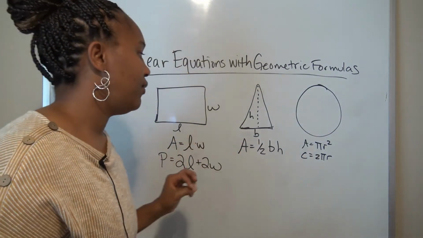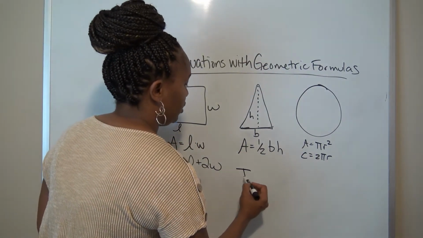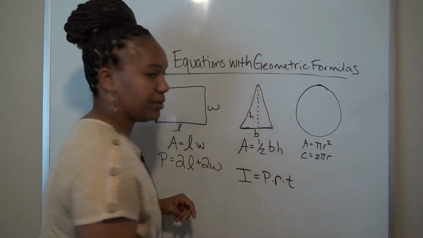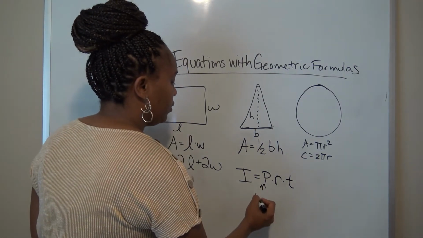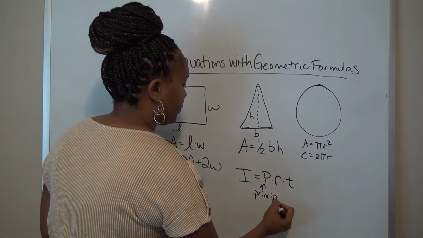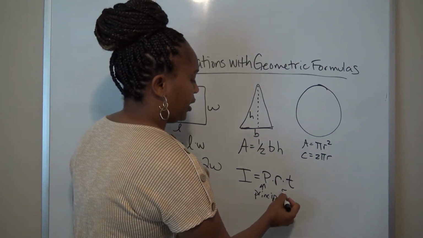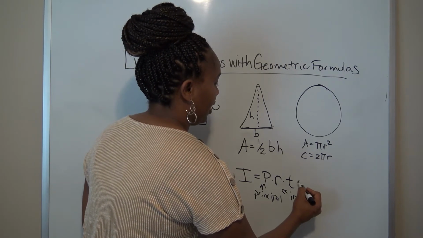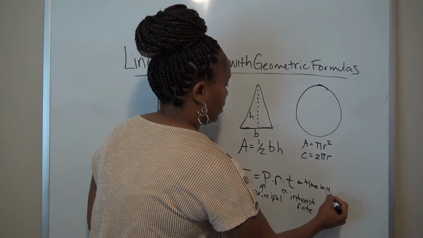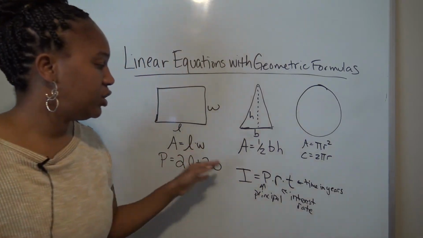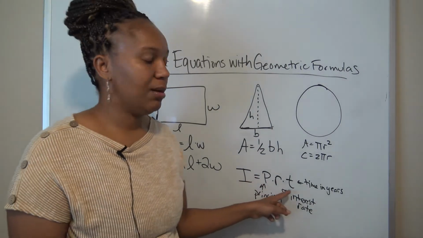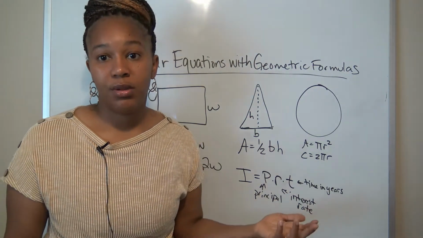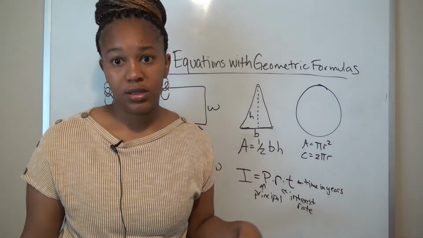Now there's one more that involves finances, and it's called the simple interest formula. The simple interest formula is I equals P times R times T, where P is the principal, which is the amount of the investment, R is the interest rate as a decimal, so that should always be a decimal, and T represents the time, in years. So this is your simple interest formula, I equals P times R times T. These are some basic formulas that you need to be familiar with, and we'll see some of those in the examples we work today.